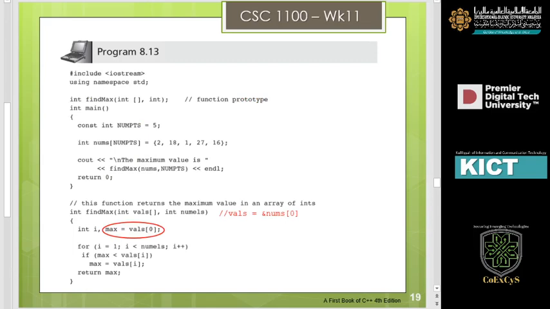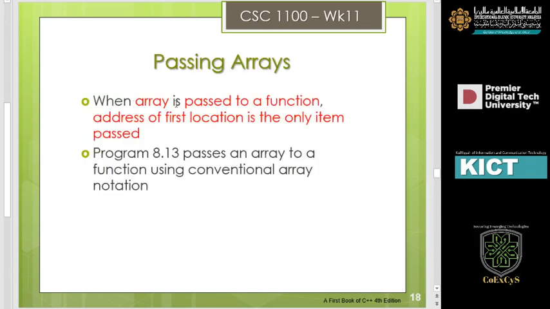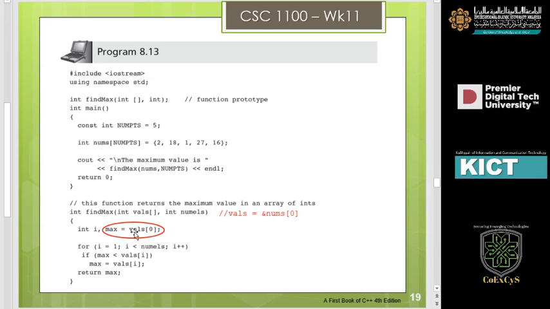Okay, here is an example. When an array is passed to a function, the address of the first location is the only item passed. Let's look at this one. We have the declaration, this is the find maximum function. When we pass it, this is the number of elements and the array itself. So value is equal to ampersand num0, so value maximum is equal to value 0 here.